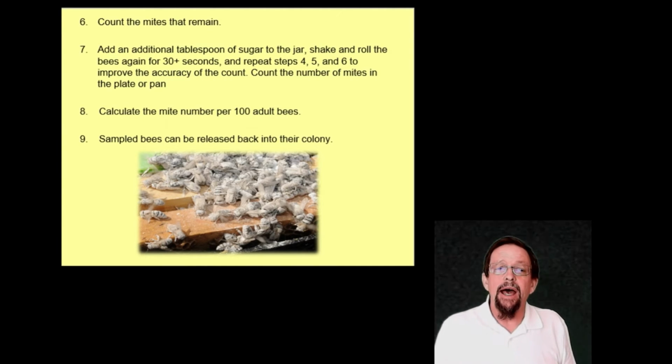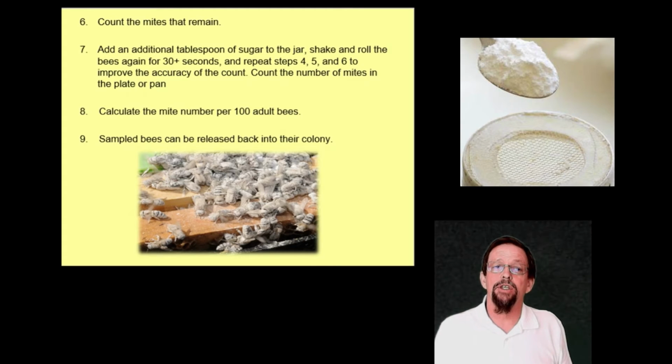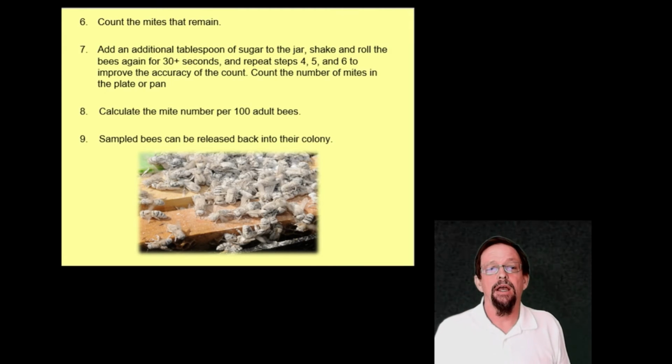Then you're going to add an additional tablespoon of sugar, shake the jar for an additional 30 seconds, and then you're going to repeat the steps again, let it set, and then you're going to shake it out on the pan, spritz it with water, and do your final count on the mites that you find in your pan. Now, with this, you're going to divide the number by 3.